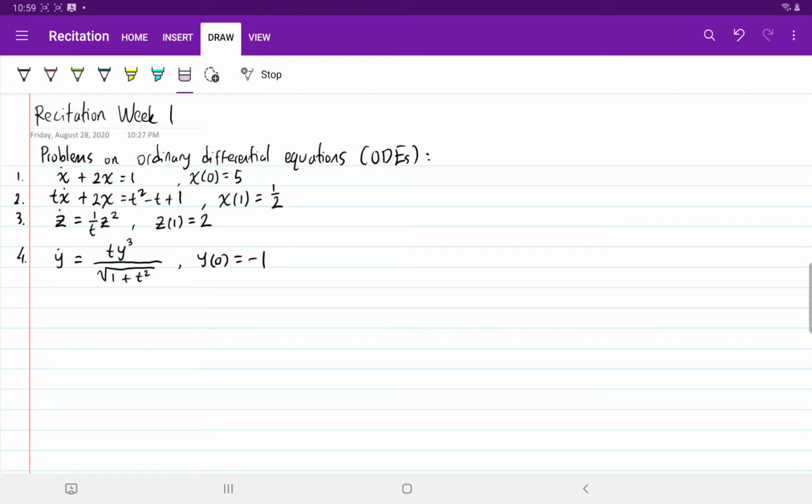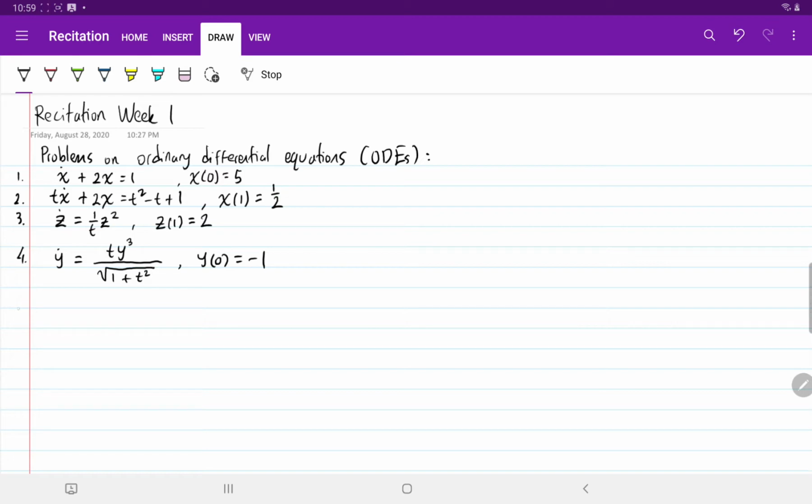Hi guys, welcome to the first recitation for EE3413, Analysis and Design of Control System. This week, I will be solving some problems on differential equations. For those who already know how to solve this, that's good for you. But for some of you who don't really understand or forgot how to solve this kind of problem, you can follow this recitation. Here I have four problems, and let's solve the first one.